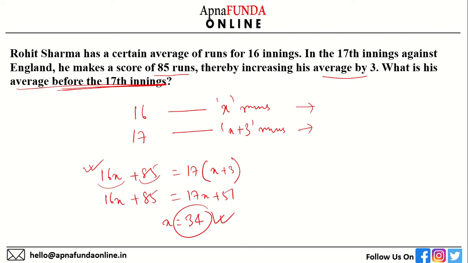Just recheck the question always, whenever you feel that you have solved the question. Maybe they could have asked what is the average after the 17th inning. Then my answer would be 34 plus 3, 37. So in this case, the average before the 17th innings is x runs, which is 34. This is my answer. I'm sure you must have solved it along with me. You must have understood, and this is the answer that you will also get. Next question.